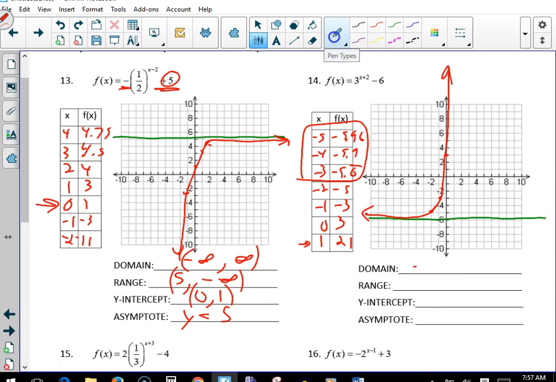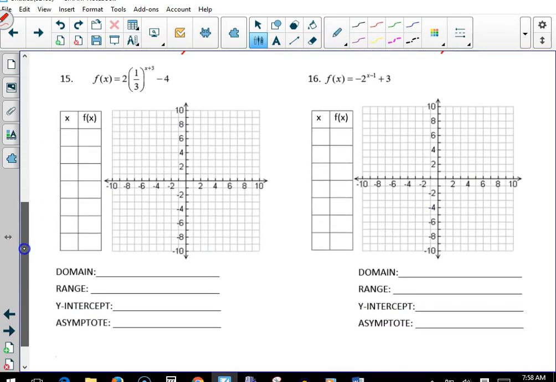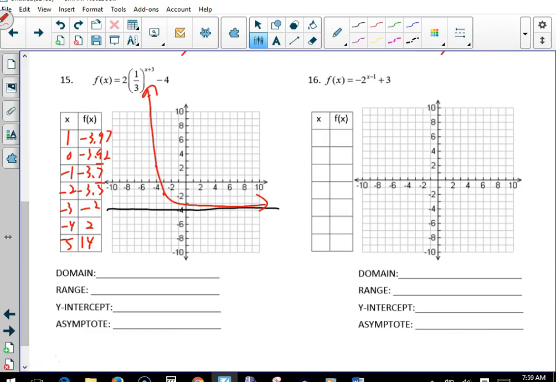So again, the domain does not change: negative infinity to positive infinity. The range, we get from right here, negative 6. See, it's going up. No negative numbers out here, so positive infinity there. Y-intercept, right from the chart, 3 or (0, 3). And the asymptote we get from right here, y equals negative 6. So there's my graph. If you want to put the asymptote line in first, before you even draw it, it gives you a guideline to remind you.